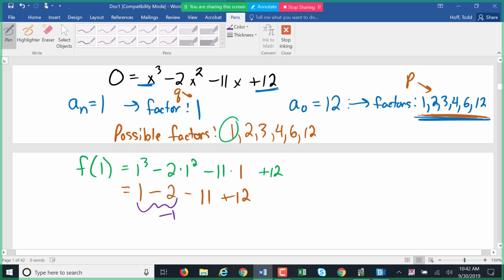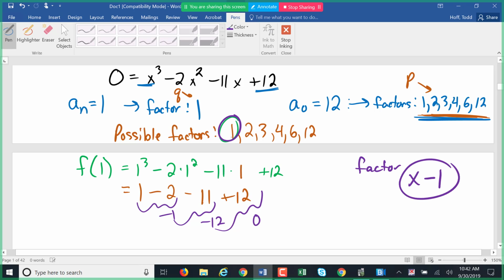1 minus 2 is negative 1. Minus 11 is negative 12. Plus 12 is 0. 1 is a factor. So that means 1 is a root, which means a factor is x minus 1. Remember, that means c equals 1. So x minus c would be of the form x minus 1.